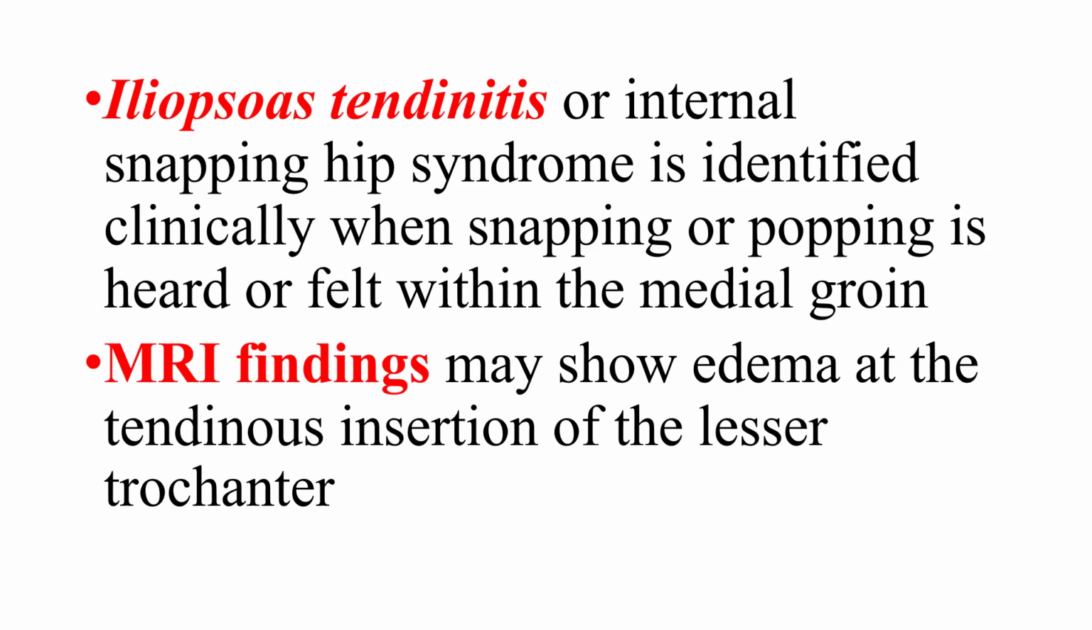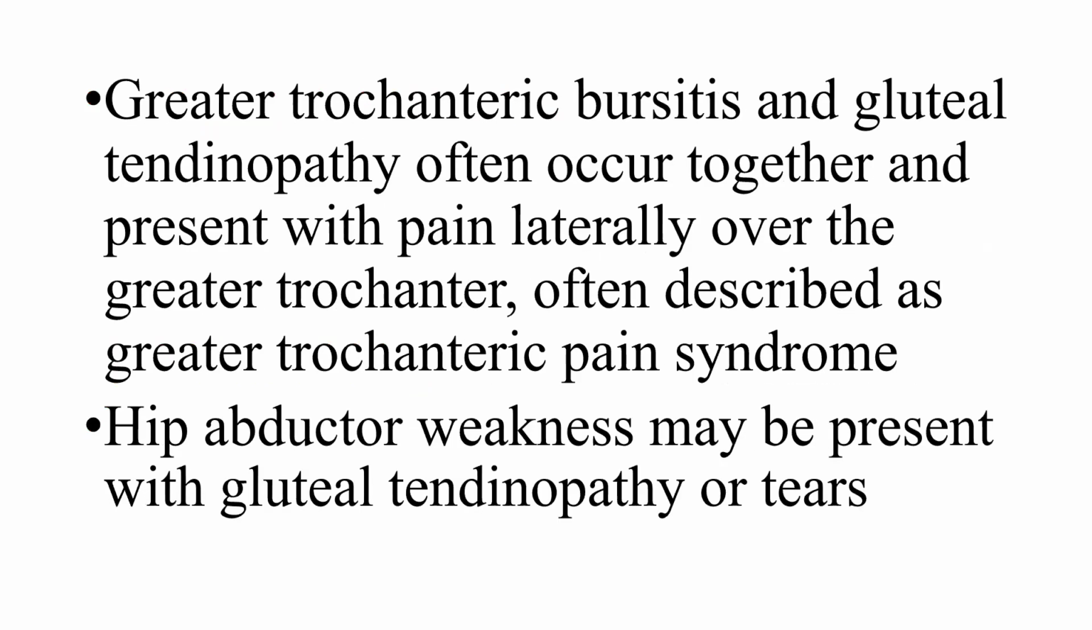Greater trochanteric bursitis and gluteal tendinopathy often occur together and present with pain laterally over the greater trochanter, often described as greater trochanteric pain syndrome. They have pain along the lateral bursa. Hip abductor weakness may be present with gluteal tendinopathy or tears. You have to be careful about this.